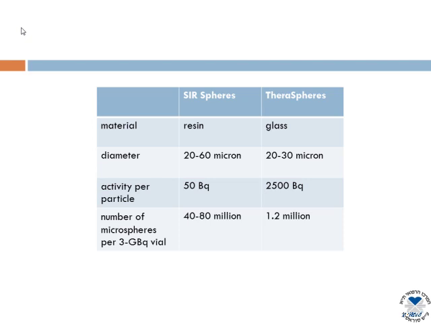And Terospheres is much more, I think, helpful in treating patients with cirrhosis and some degrees of portal hypertension because it has a lesser embolic effect because there are less spheres per vial, whereas Serospheres are 40 to 80 million beads per vial, have also embolic effect, and I think in HCC patients it's not a very good idea to use them.